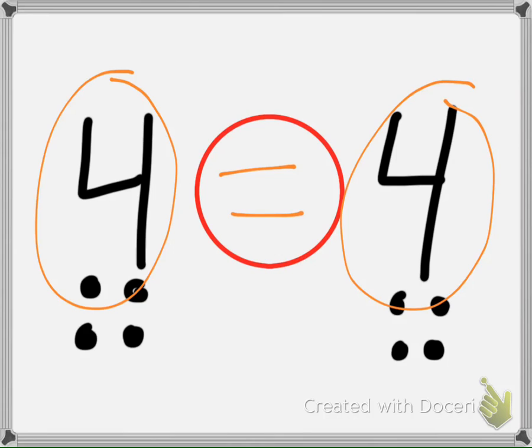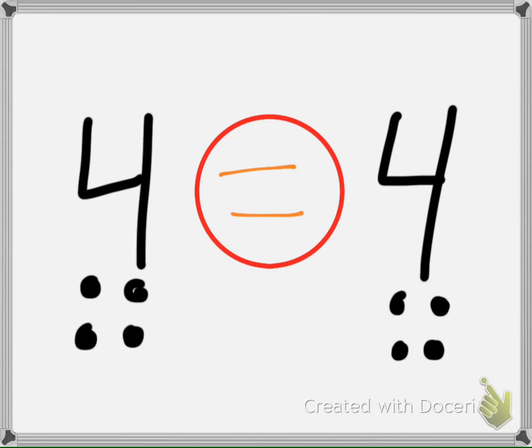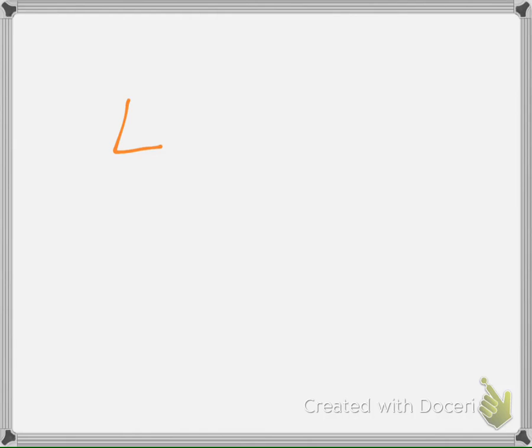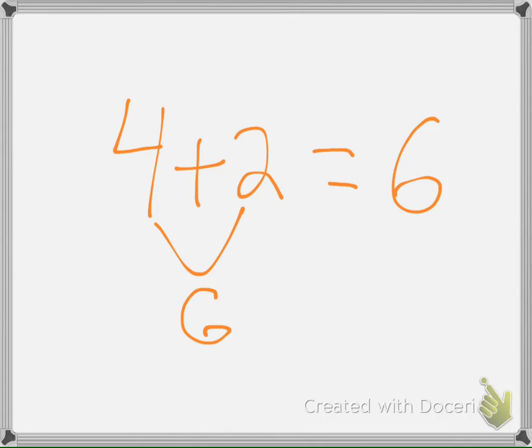Now those could be any numbers. All this is telling you is that the numbers on both the left and the right are the same. They're equal. It's kind of like when we say something like this. 4 plus 2 is equal to 6. Because really, this is just like saying 6, and this is saying 6. They're both equal.